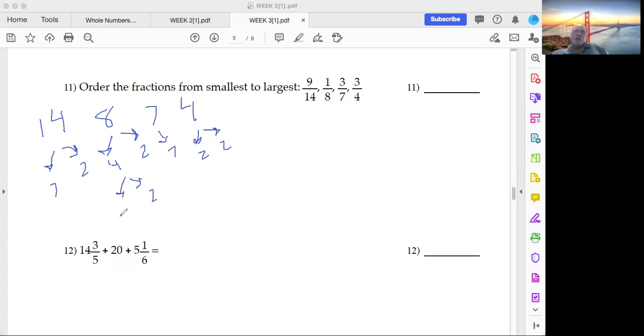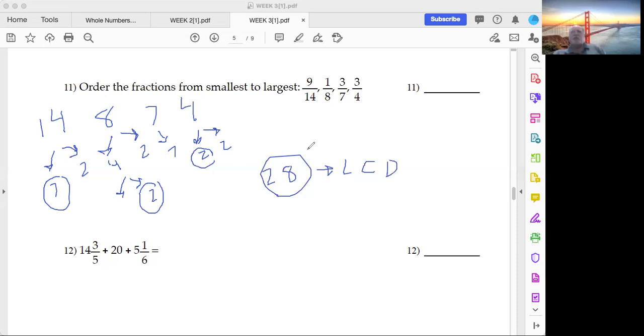All right, so we got something here. We got 7, we got 2, we got 2 again, okay? So 7 times 2 is 14, and 14 times 2 is 28, okay? That, I think, is what we call our lowest common denominator, LCD, okay? Now we can convert all these to 28s.